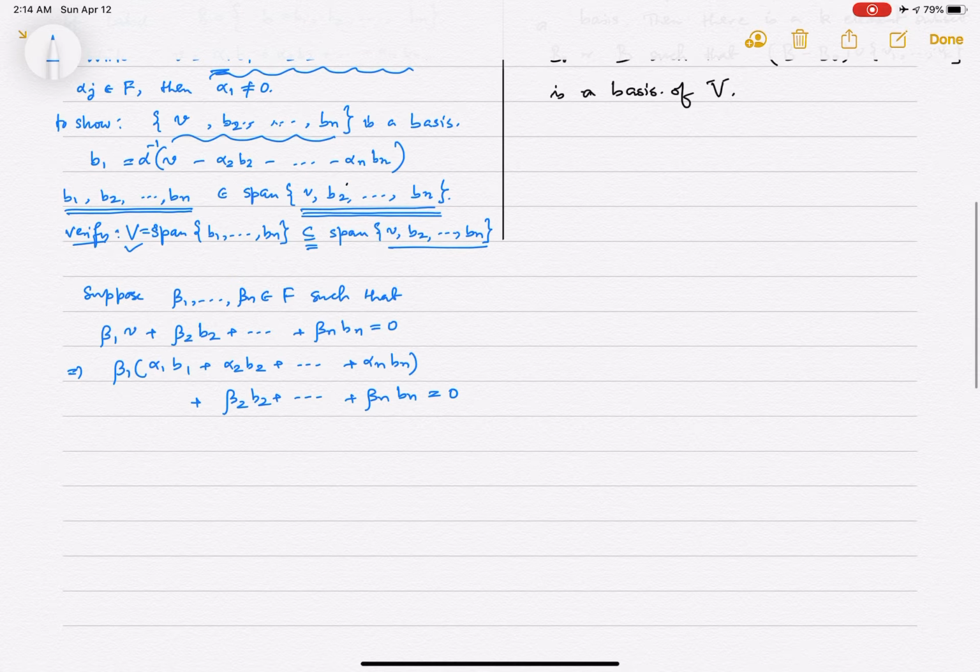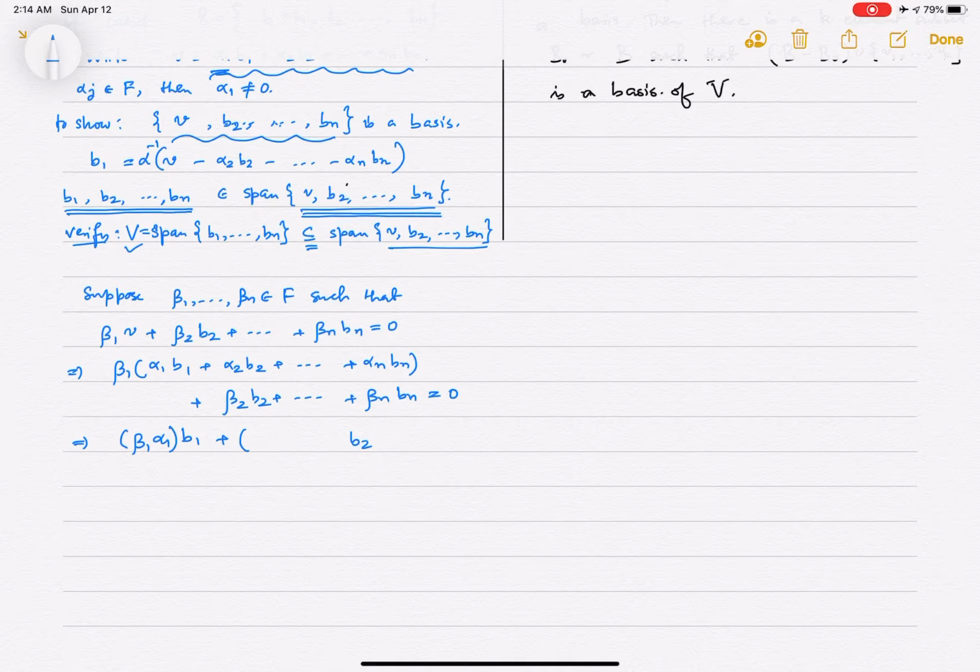So now if you collect terms, you get beta 1 alpha 1 B1 plus, what's the coefficient of B2? You get beta 1 alpha 2 from here plus beta 2, etc. And what's the coefficient of Bn? You get beta 1 alpha n from the first series and then beta n from the second one. This combination is 0.